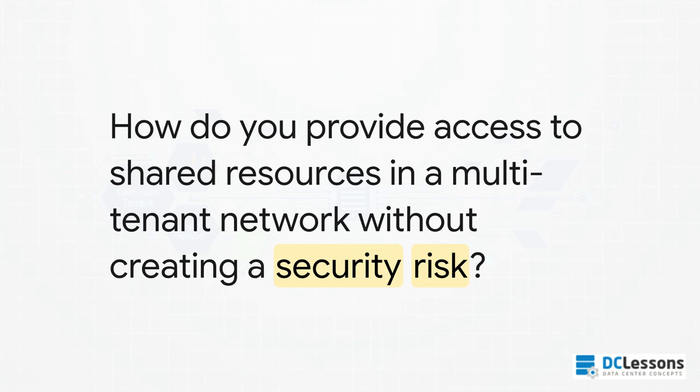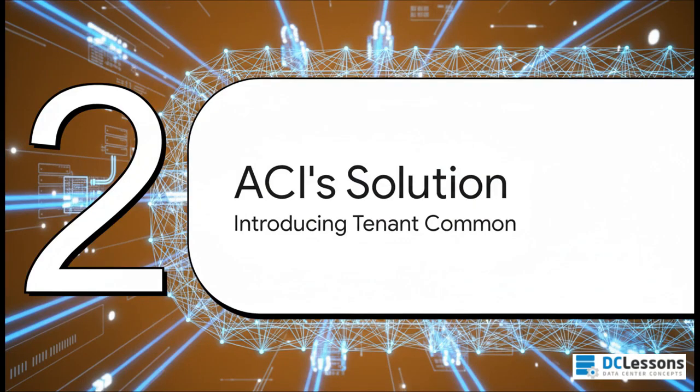So, that's the big question, isn't it? How do we poke a very specific, very controlled hole through those tenant walls so they can get to the services they need, but without compromising the integrity of the whole structure? Well, luckily, Cisco's ACI was designed with a purpose-built feature to solve this exact problem. And this is where ACI really shines with its elegant solution.